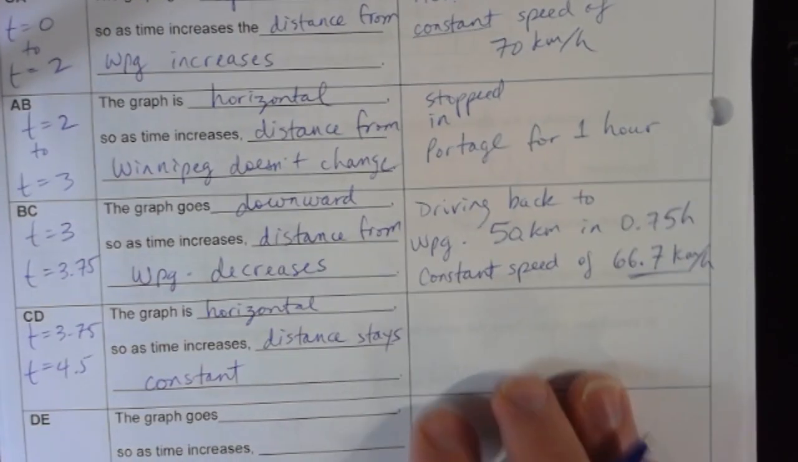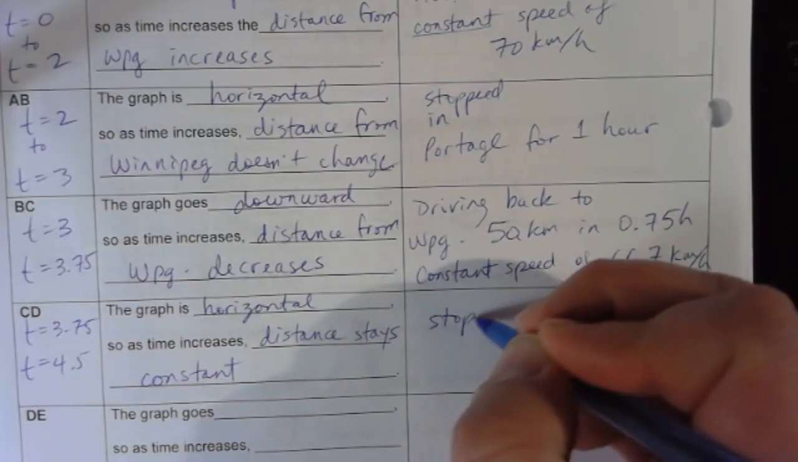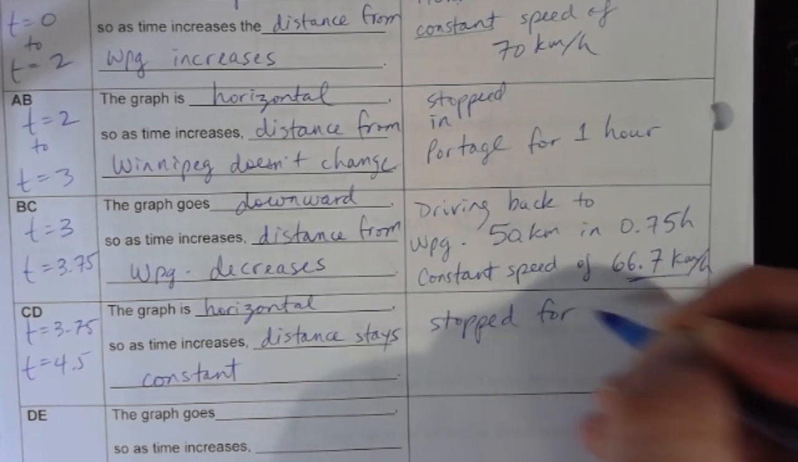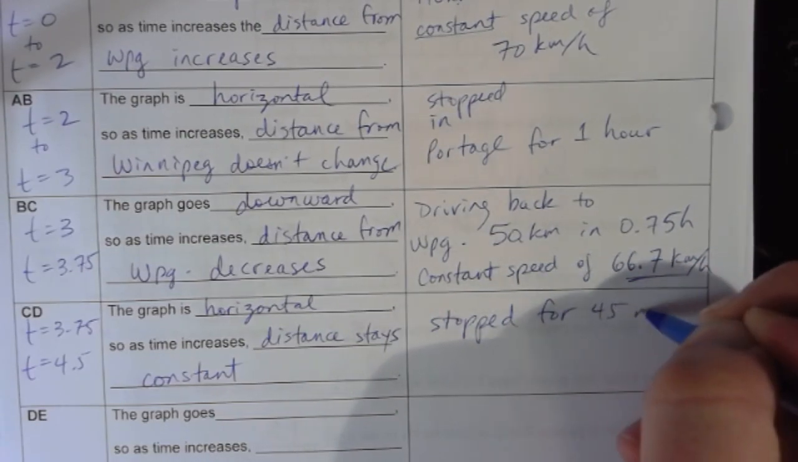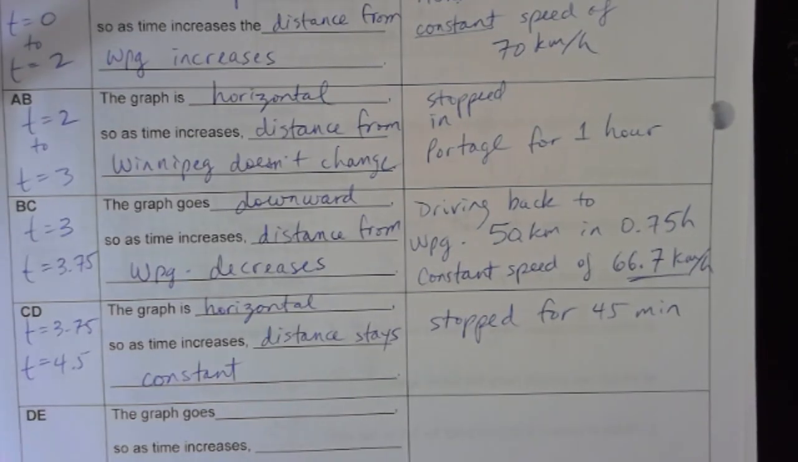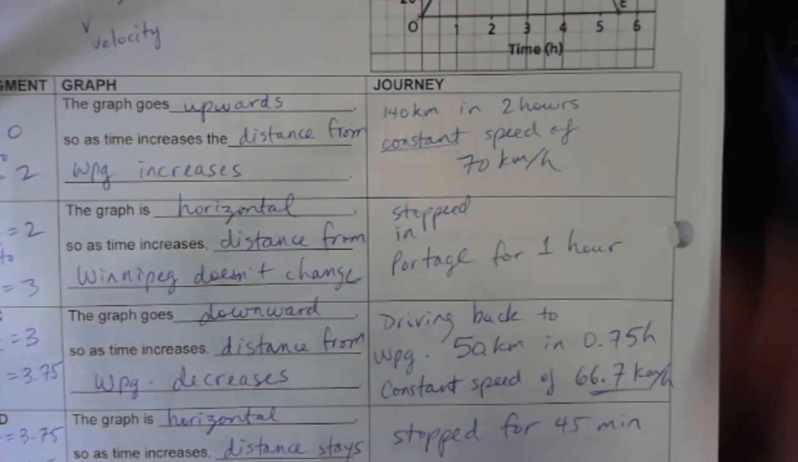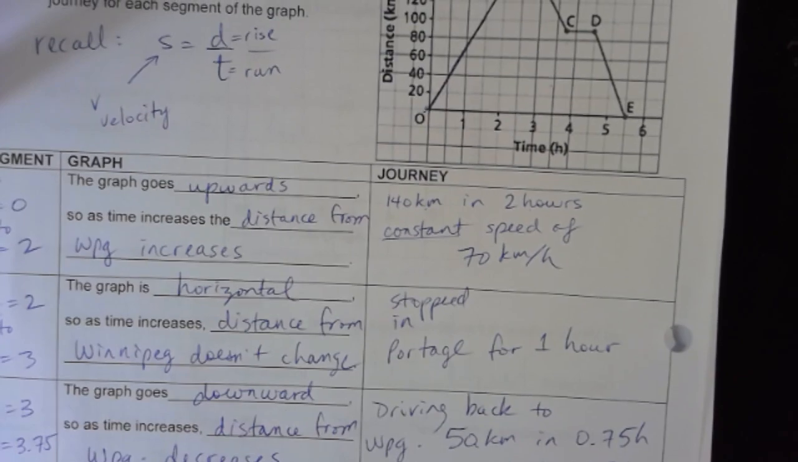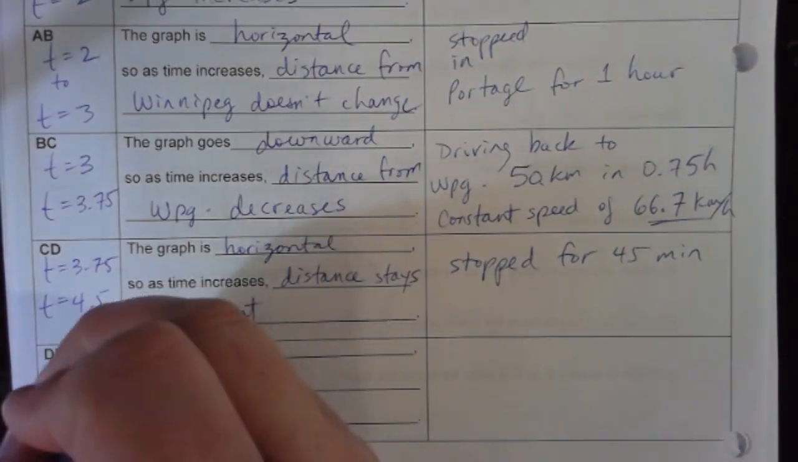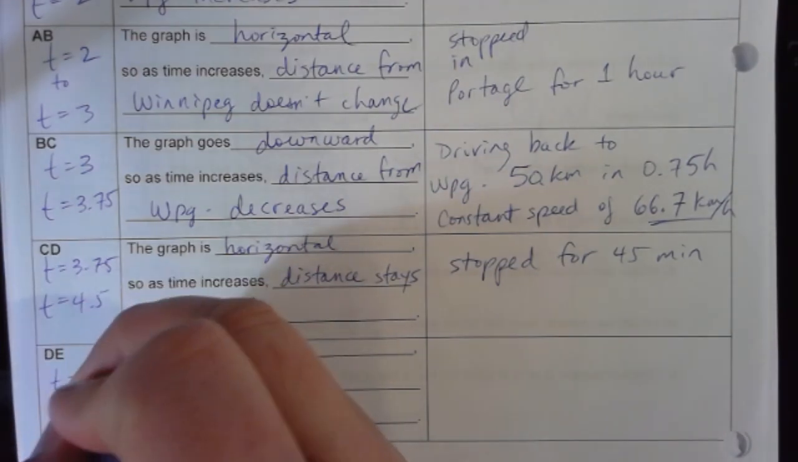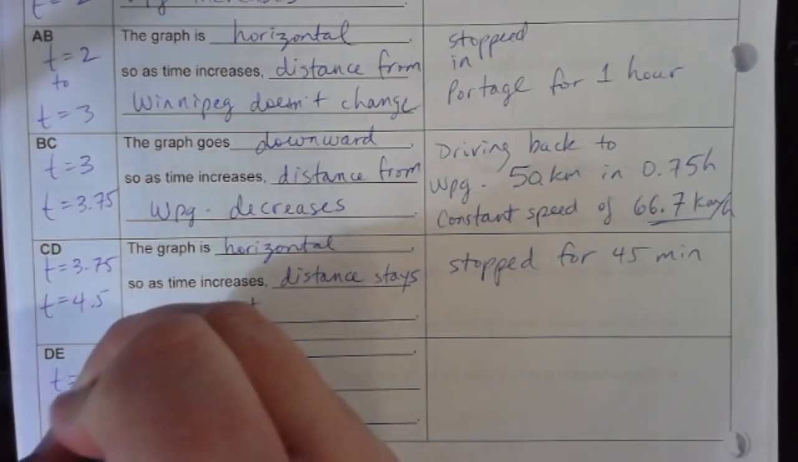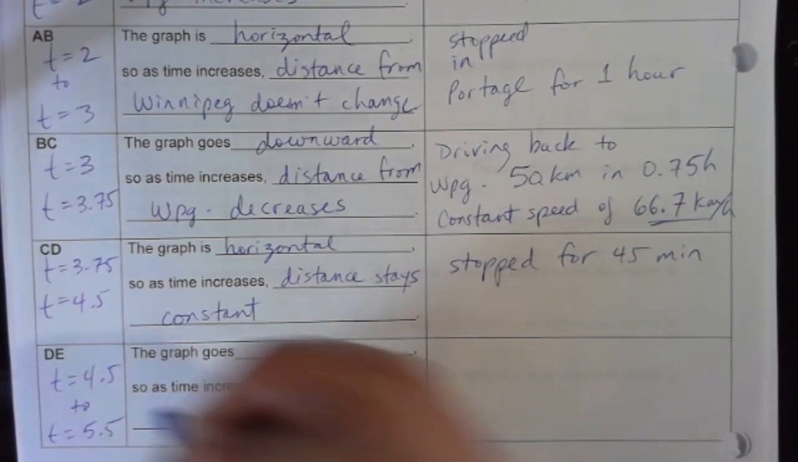And it looks to me like we stopped for 45 minutes. Got gas, got lunch, somewhere between the two cities. And then our last chunk from D to E is our actual biggest, our fastest speed, because it's the steepest line. And from D to E would be from the time of 4.5 to the time of 5.5 hours.